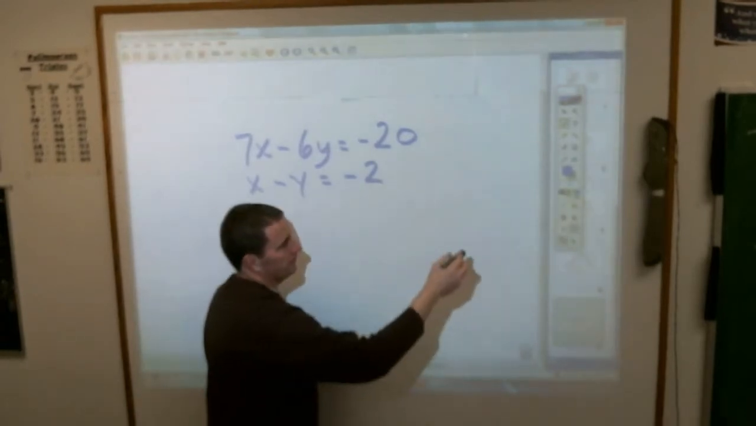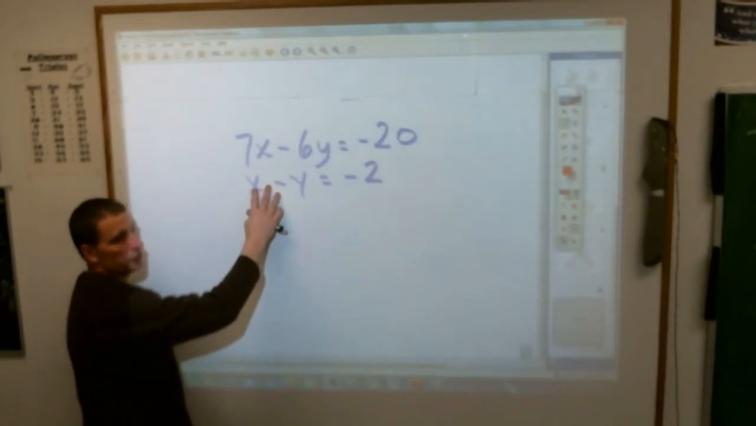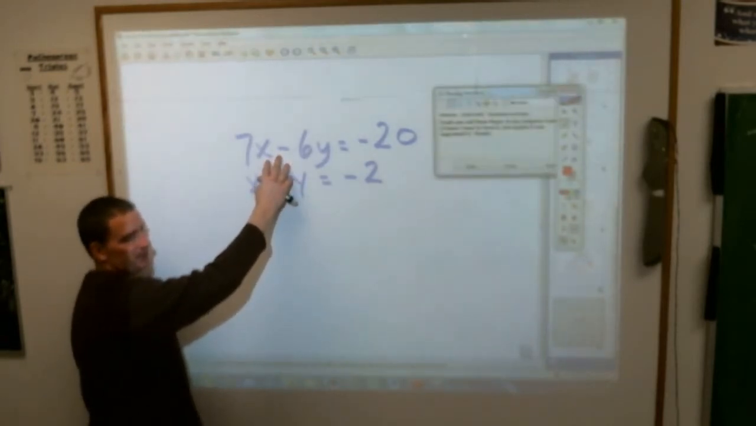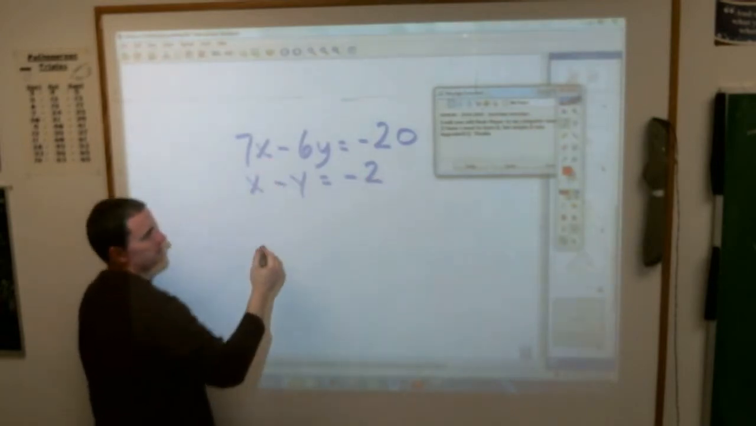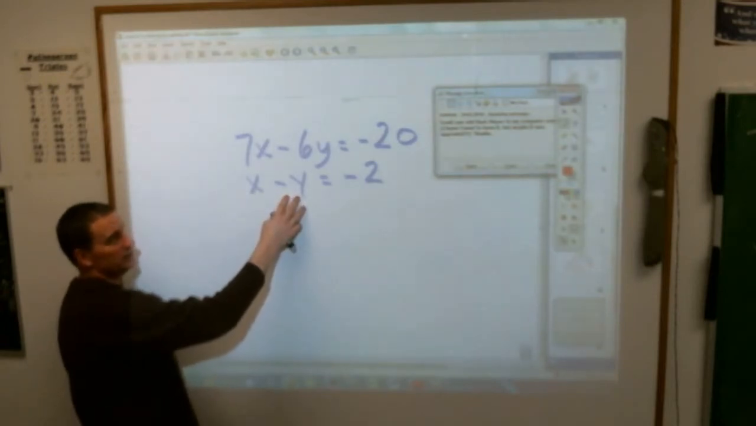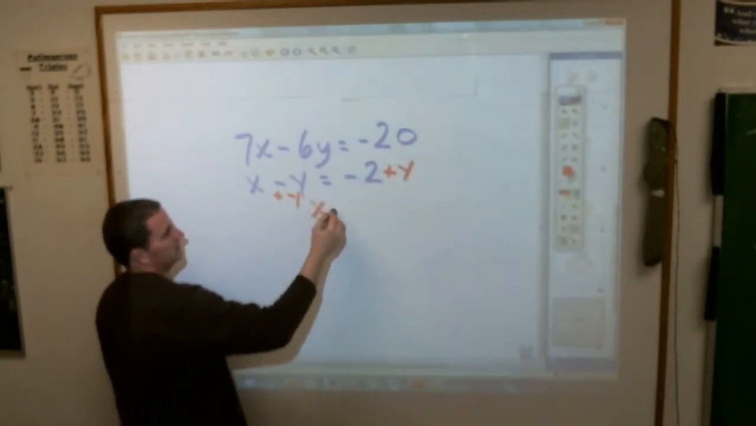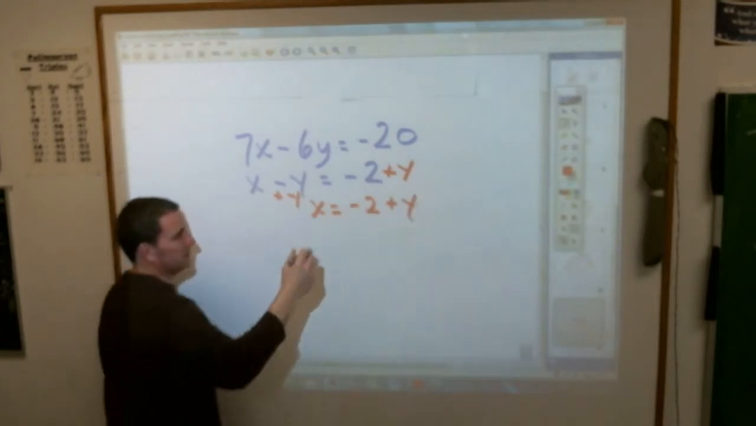Okay, so this was one where you have to do step number 1 because neither one of these is solved for any variable, so you have to move it around so it is. This one is the logical one. You could do this one, but I can tell you what, it'd take a lot more math operations than you want to do. And I just need to move my y over there. Why don't I move x over there? Because then I'm dealing with negatives on the y's and you don't want to do that. So just add y. So x equals negative 2 plus y, or y minus 2, it doesn't matter, however you want to say it.